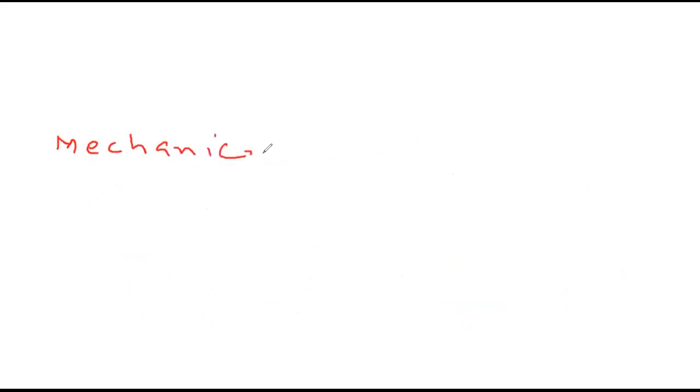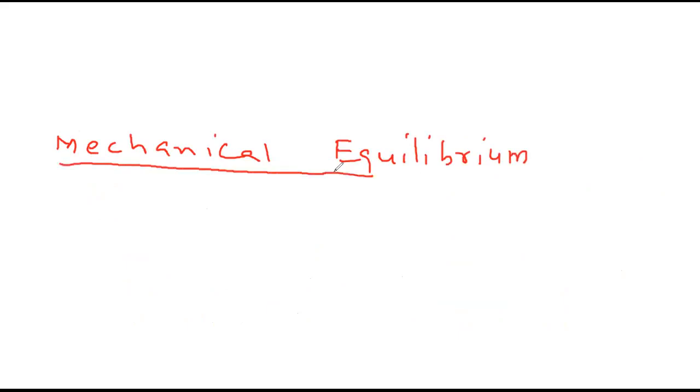Mechanical equilibrium. Mechanical equilibrium. What is the meaning of equilibrium? सब कुछ इक्वल हो गया तो इक्विलिब्रियम ना. अगर टेम्परेचर इक्वल है तो बोलते हैं थर्मल इक्विलिब्रियम.